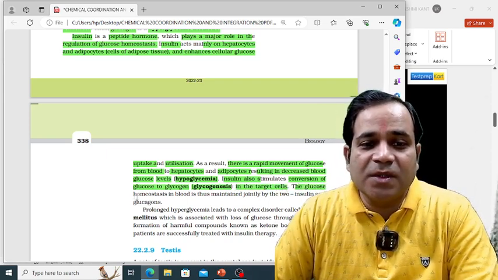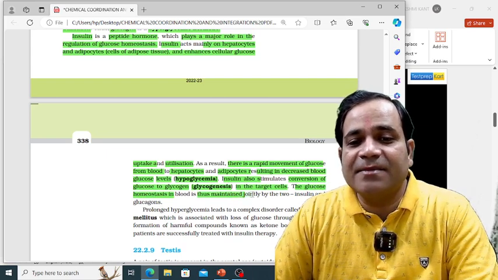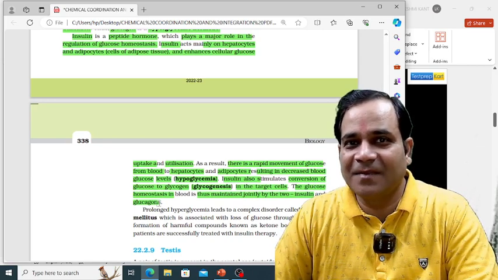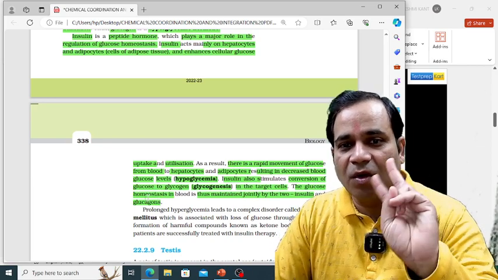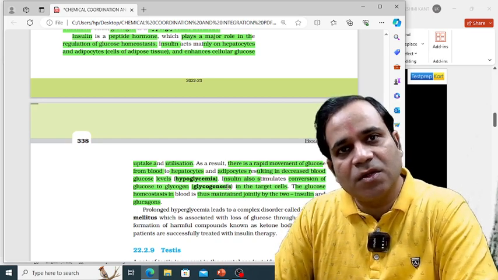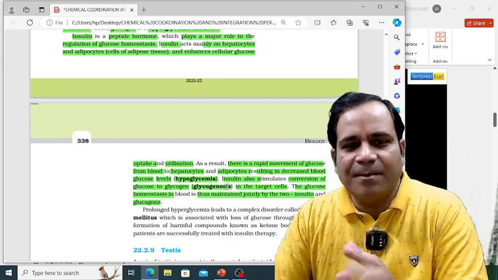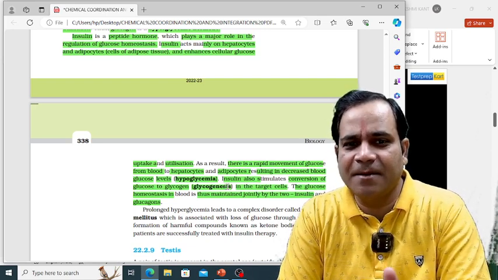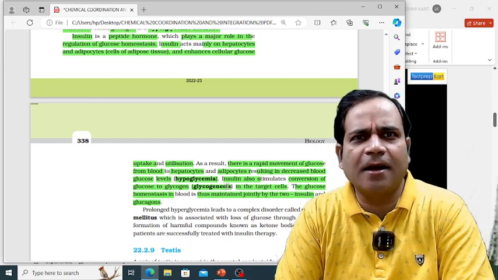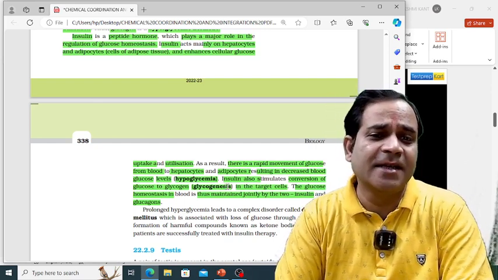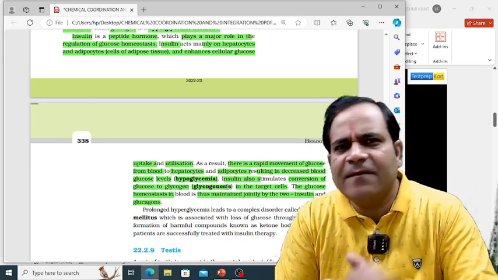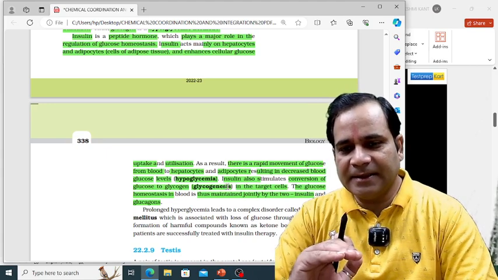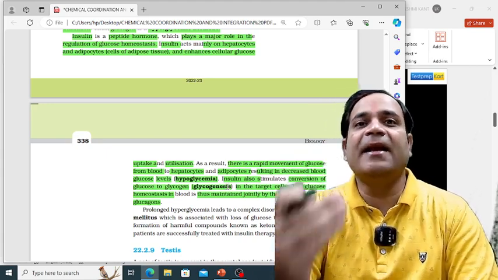So glucose homeostasis in blood is thus maintained jointly by the two: insulin and glucagon. Glucagon increases the level of glucose in the body, while insulin maintains glucose within the body, my dear. Getting my point? But the question here, sir, is how diabetes mellitus and diabetes insipidus take place. See, if the amount of insulin hormone decreases, then diabetes mellitus will occur.